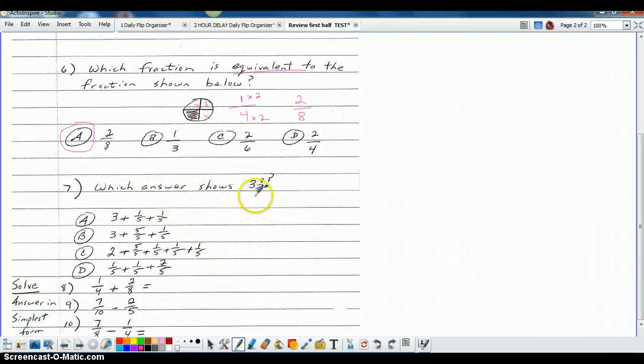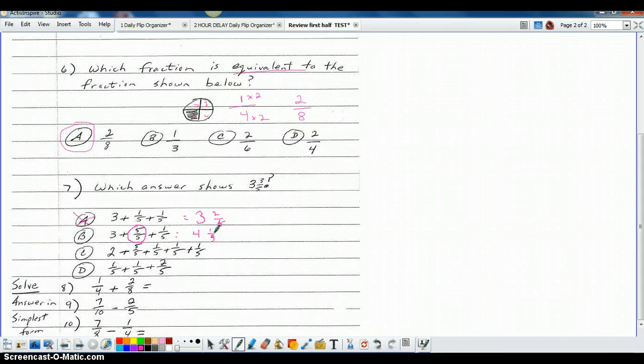Which answer shows this mixed number 3 3/5? Again, try them all out. I have the whole number 3, plus 1/5 plus 1/5, so that's going to be 3 2/5, one short. Next, 3 + 5/5 + 1/5. This is interesting, because this one right here, 5/5, is equivalent to 1 whole. So really you're saying 3 plus 1, which is 4, plus 1/5, which is my fraction. So that's not the answer.